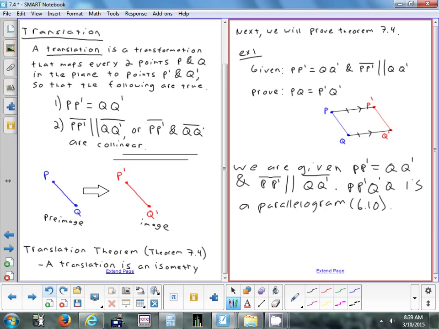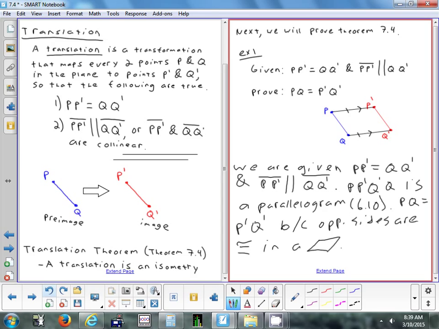Yeah. Opposite sides are congruent. Yeah, in a parallelogram, opposite sides are congruent. So segment PQ is exactly the same as segment P prime Q prime, because opposite sides are congruent in a parallelogram.